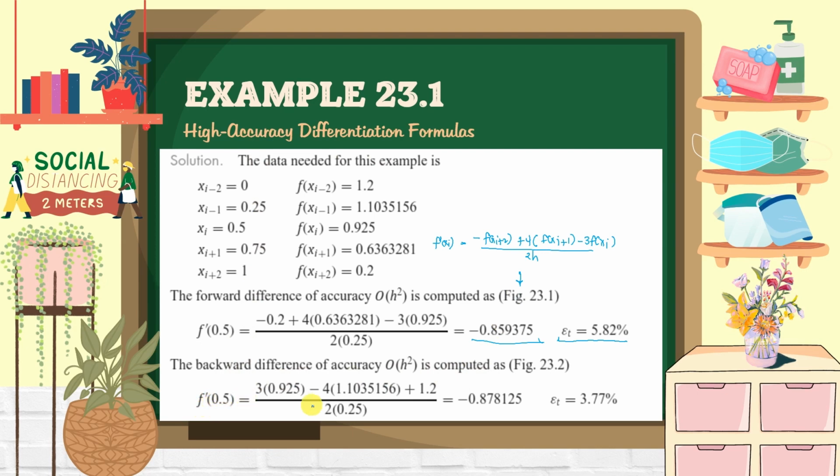Now applying the backward difference accuracy using the high accuracy differentiation formula in order to find the first derivative of the function at x equals 0.5. Figure 23.2 represents the first derivative of the function x sub i as 3 multiplied by the function x sub i, minus 4 multiplied by the function x sub i minus 1, plus the function x sub i minus 2, all over 2h. Substituting the values, we will have negative 0.878125 with an error of 3.77%.